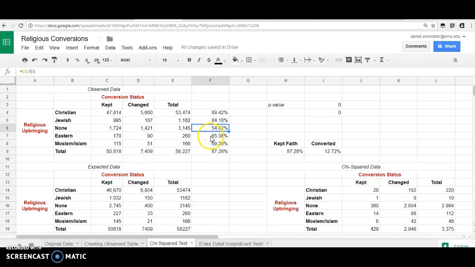The Eastern religions, almost 2/3 kept their faith. 1/3 of them converted to a different faith. And you can see that Christians, almost 9 out of 10 kept their faith in the US, whilst the other 1 out of 10 converted to a different belief. Of course, we could get a much more nuanced look into how these rates have changed over time. Is it different now than it was 20 years ago? But this is the original result.